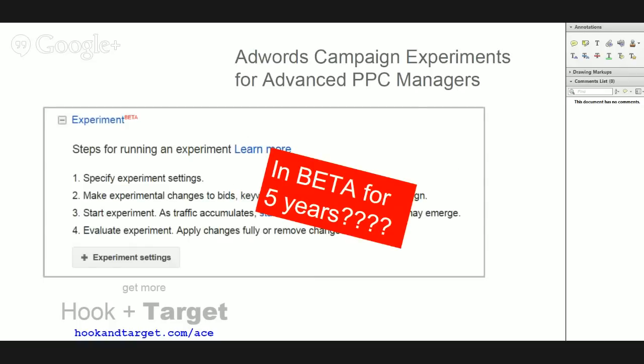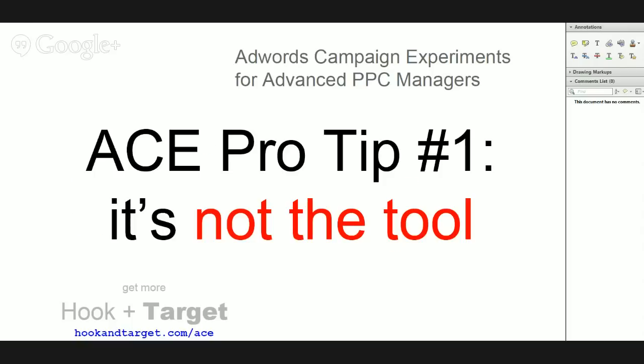However, and you see right here that ACE has been in beta for 5 years. It was announced over 5 years ago on a Google blog post. And even today, when you go and set up a campaign experiment, they'll say that the feature is in beta. But I'm going to go over a couple of best practices for using ACE, things that I've used it for and found success. And the first one I want to go over is ACE is really not about the tool. ACE really enables a specific approach that you take with your AdWords account.